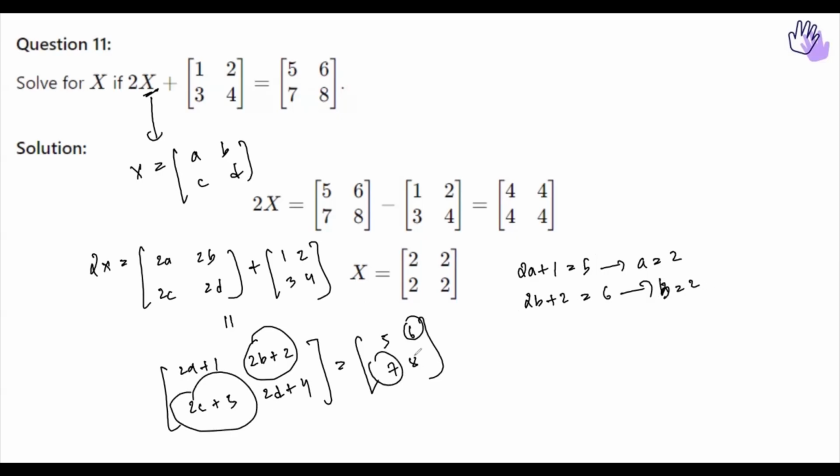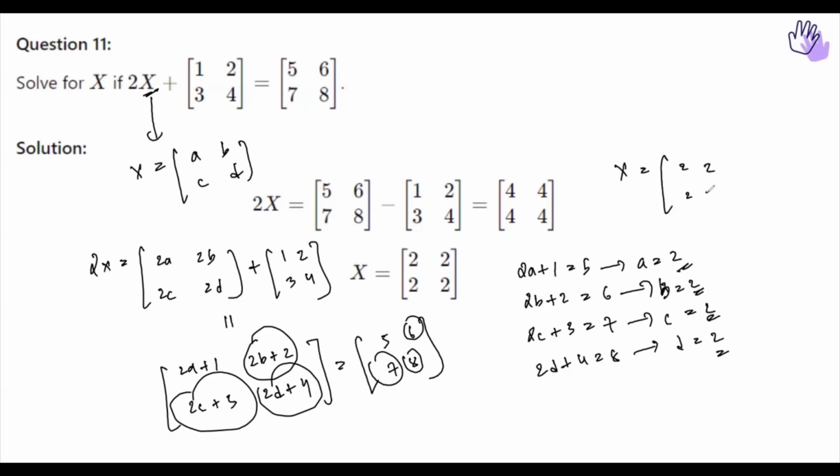So 2C plus 3 should be equal to 7, and from this, again, I get C equal to 2. Comparing the last elements, you get 2D plus 4 equal to 8, and from this as well, D is 2. So you got A, B, C, D all equal to 2. Now that you have the values, the X matrix will be 2, 2, 2, 2, right? So that is the answer. I hope you have understood. This is how you find the matrix which satisfies the equation.